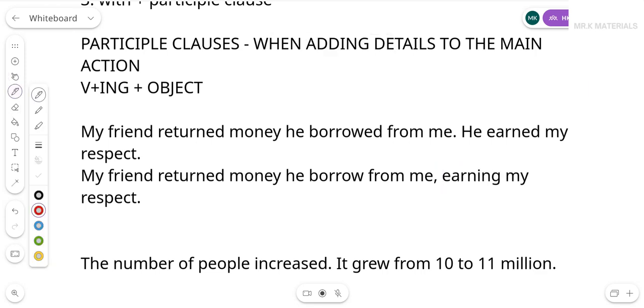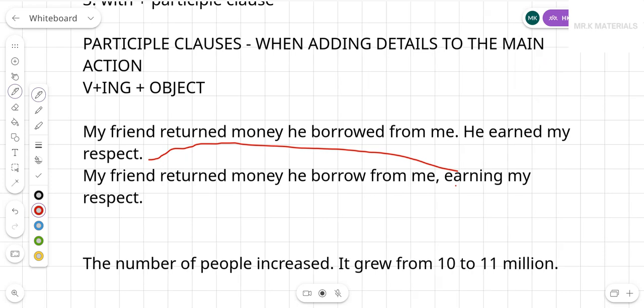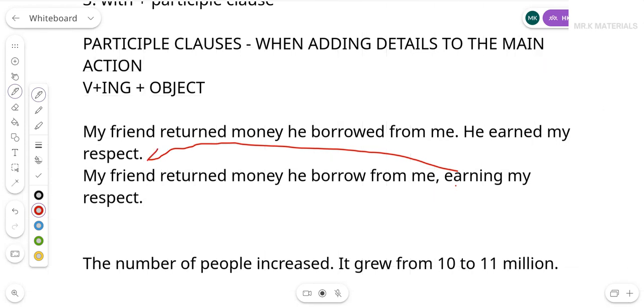Another common mistake is that people confuse this verb. This verb here will always belong to your main subject. Who's my main subject? My main subject is my friend. My friend did something. He did the action. Alright, so earning will belong to my friend.